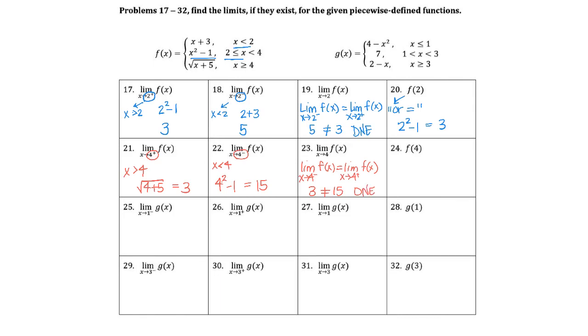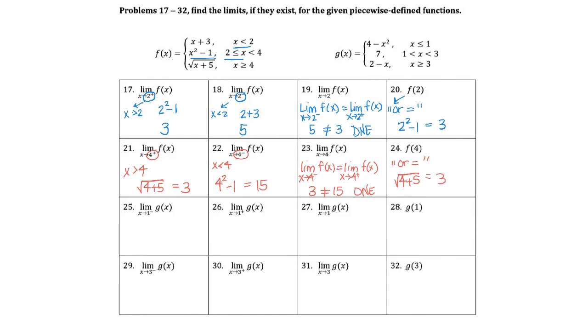And then next, it asks for that actual value of f at 4. So this is talking about, again, the or equal to part of your inequality. And so notice that or equal to is going to be the bottom. So we're going to have the square root of 4 plus 5, which is going to give us the square root of 9, or 3.